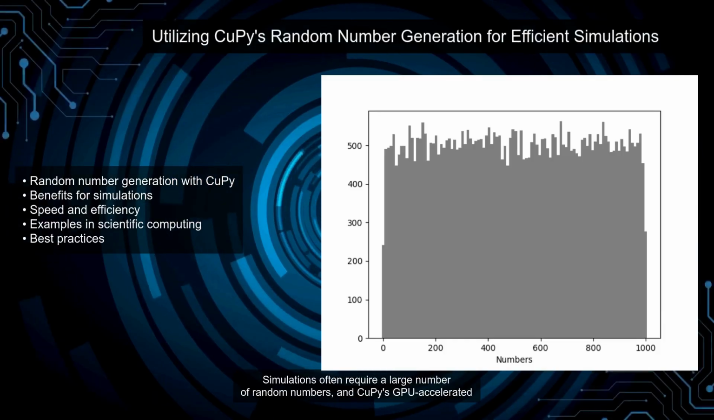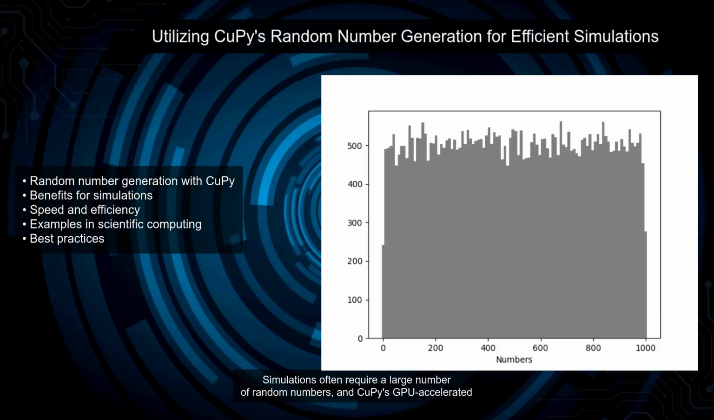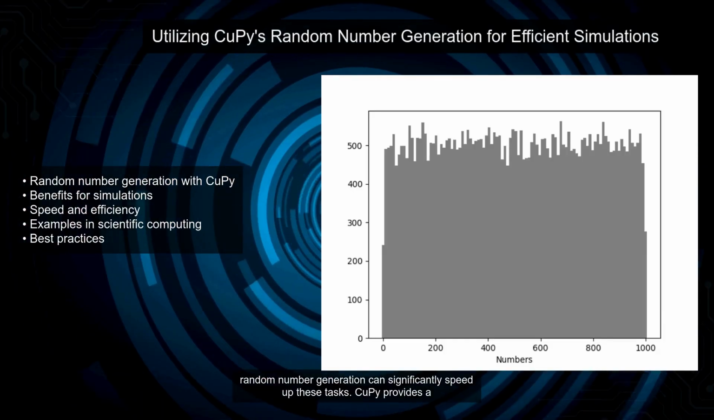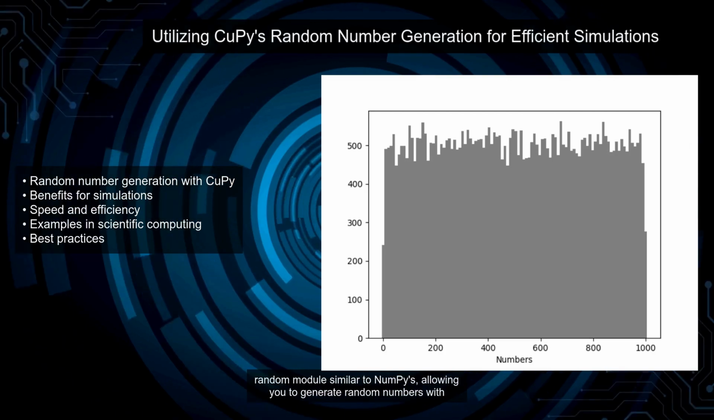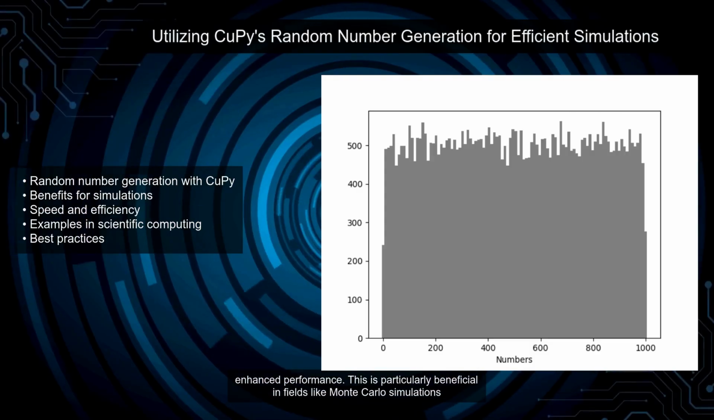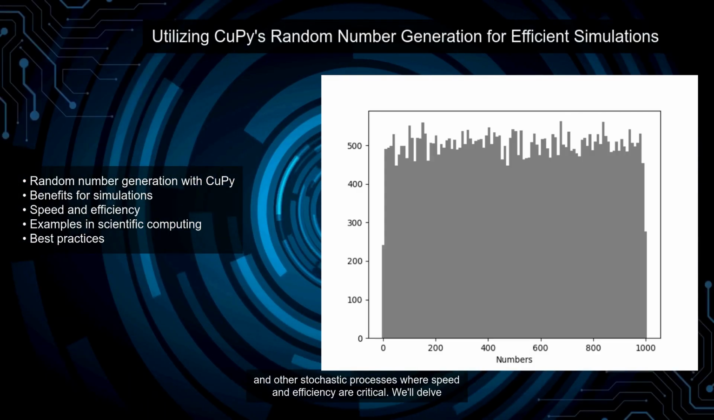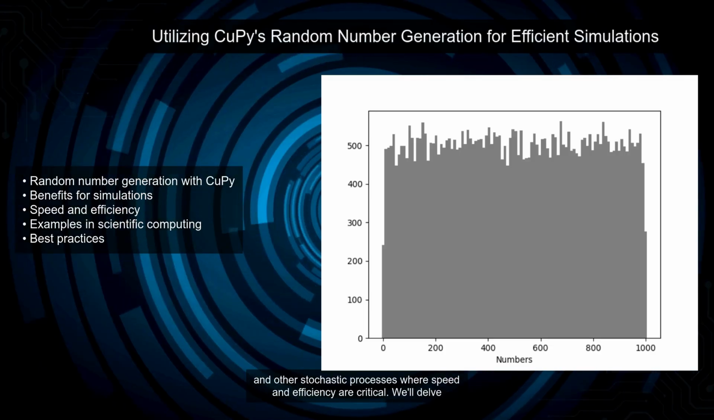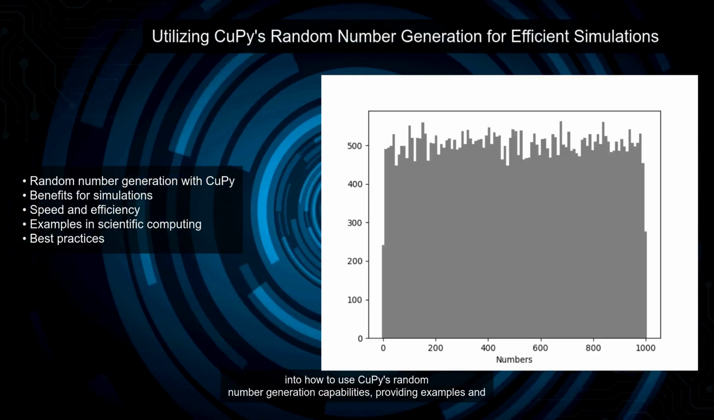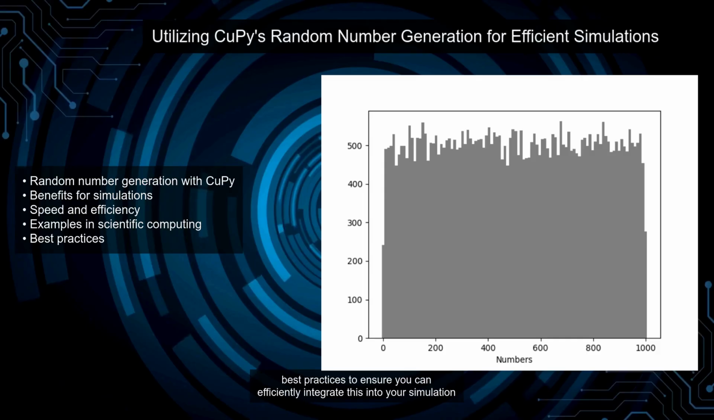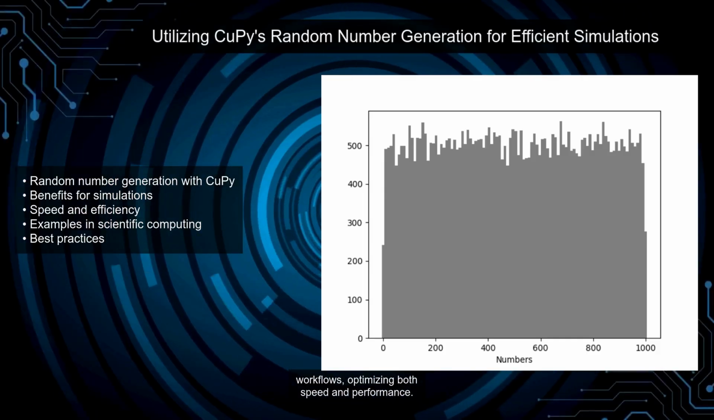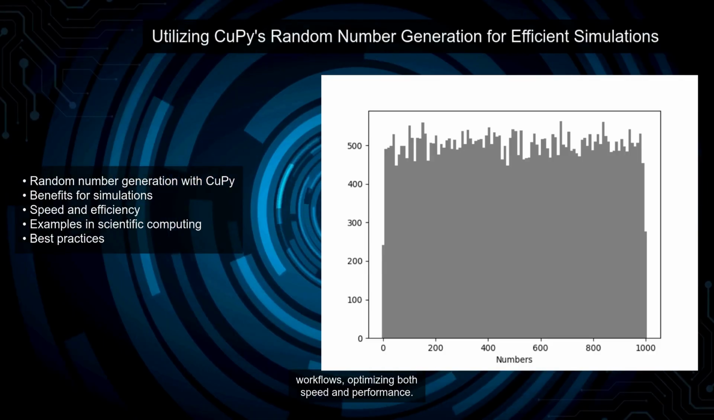Simulations often require a large number of random numbers, and CuPy's GPU-accelerated random number generation can significantly speed up these tasks. CuPy provides a random module similar to NumPy's, allowing you to generate random numbers with enhanced performance. This is particularly beneficial in fields like Monte Carlo simulations and other stochastic processes where speed and efficiency are critical. We'll delve into how to use CuPy's random number generation capabilities, providing examples and best practices to ensure you can efficiently integrate this into your simulation workflows, optimizing both speed and performance.